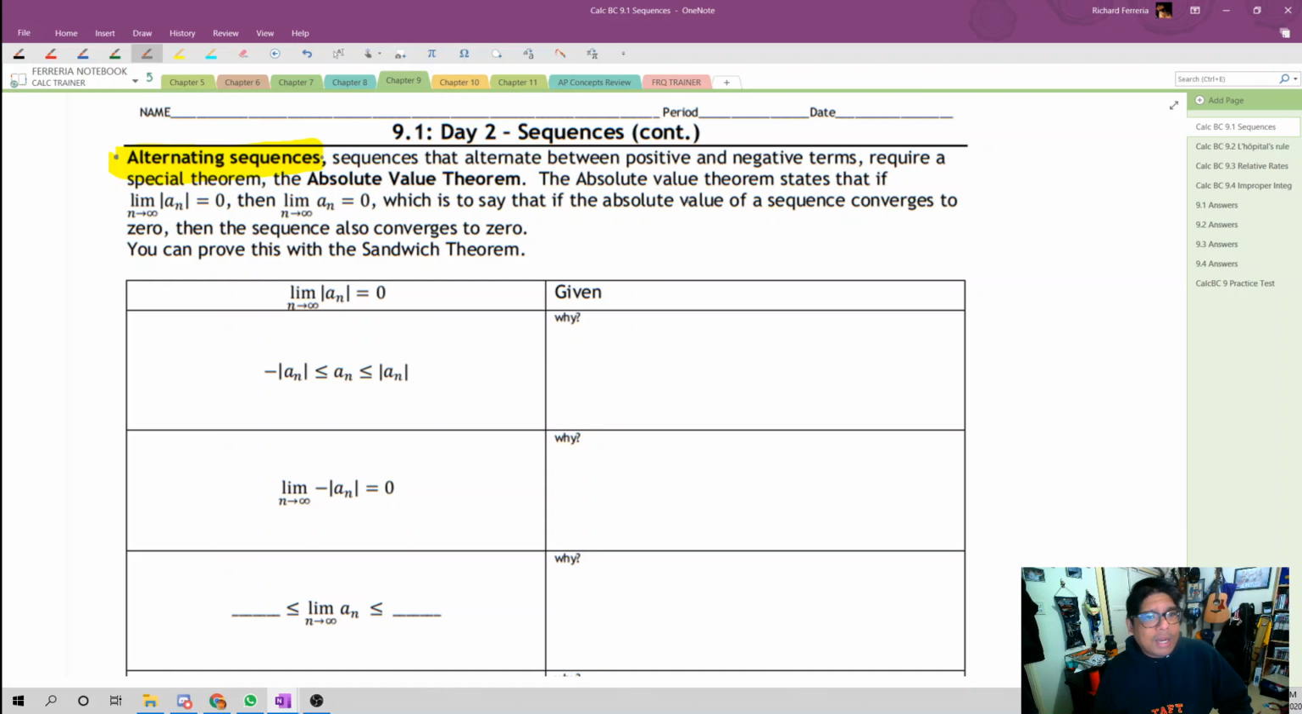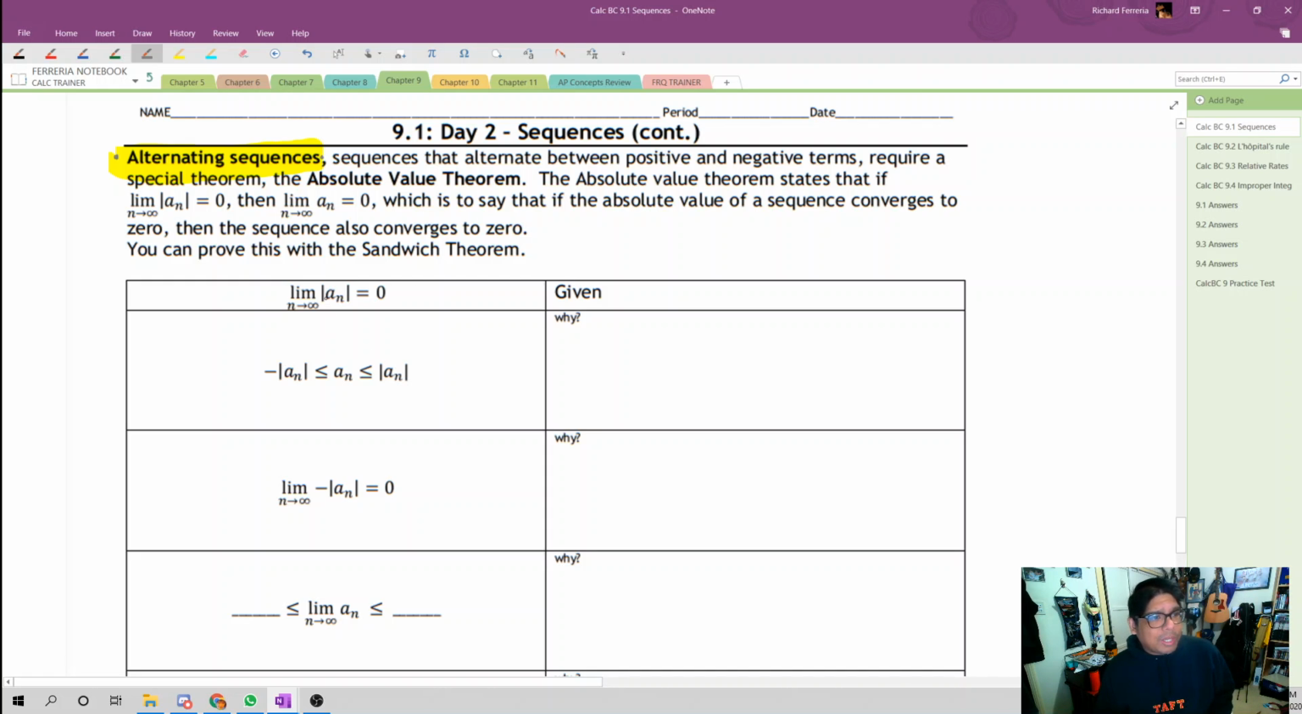This is restated as: if the absolute value of a sequence converges to 0, then the sequence will also converge to 0. Seems like it's not a big deal, but it really will help us out, especially if we can identify those absolute value sequences. So let's start by proving this is true.